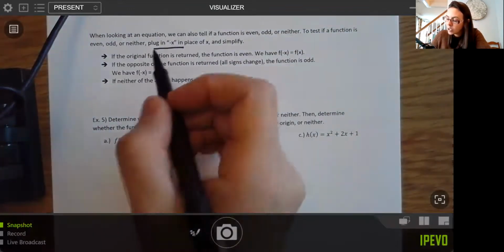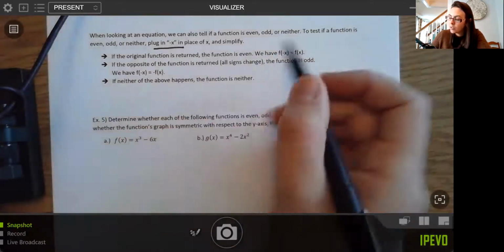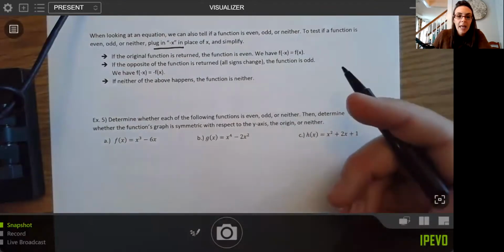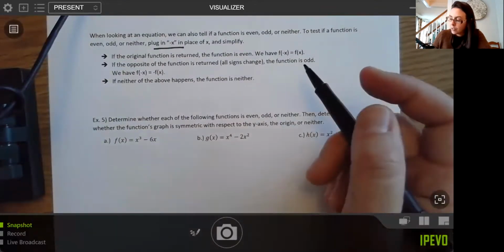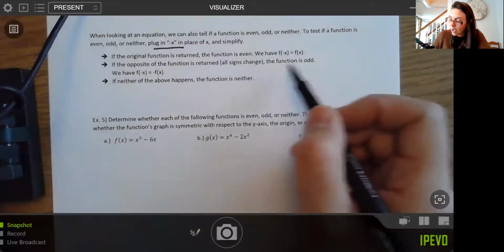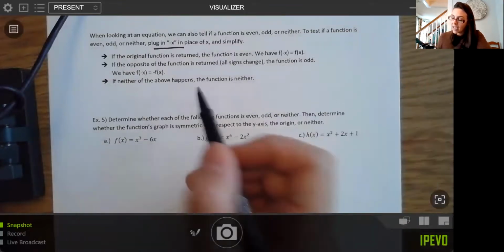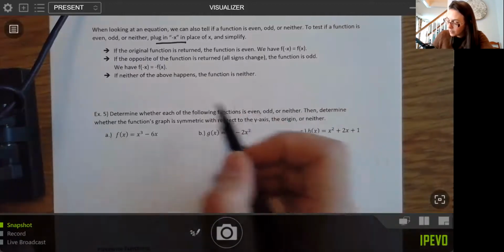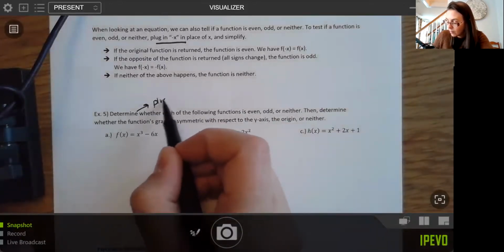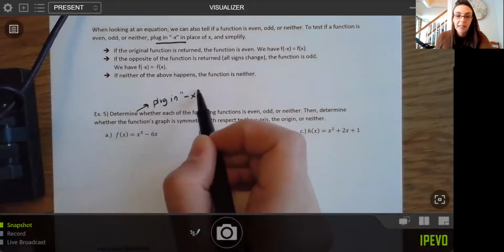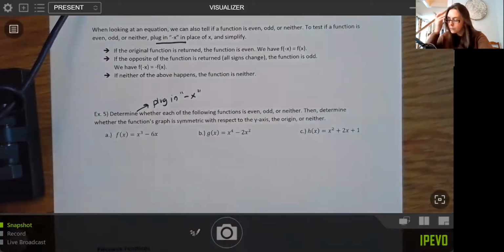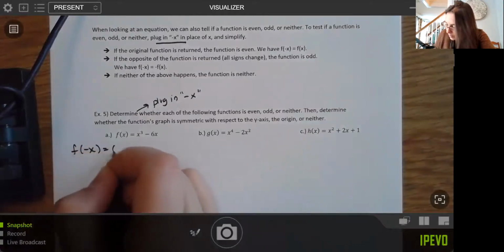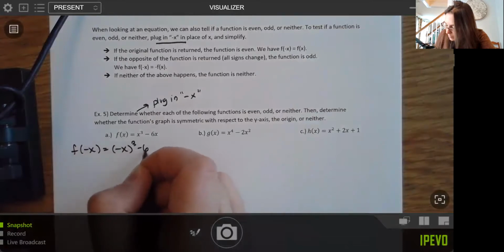If the original function is returned, then you have an even function, because you're seeing that f of negative x is the same thing as the original function. If the opposite of the function is returned, so all signs change, the function is odd. And if neither of those things happen, then you have a neither function. So remember, you're going to plug in negative x for this kind of test. So for A, I'm going to replace this with negative x, and then simplify and see what happens.